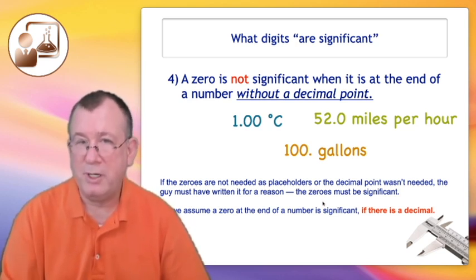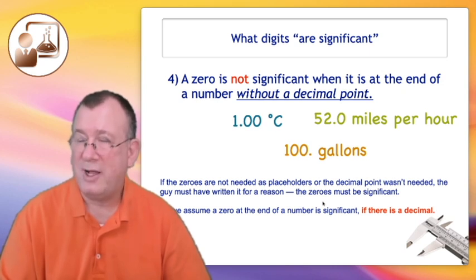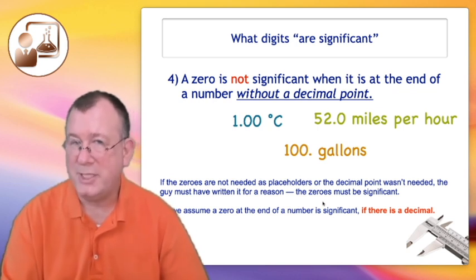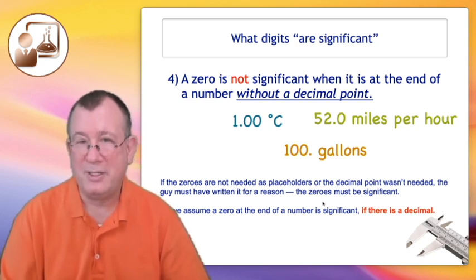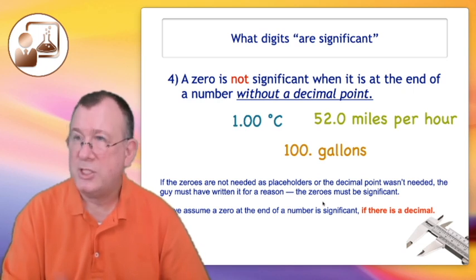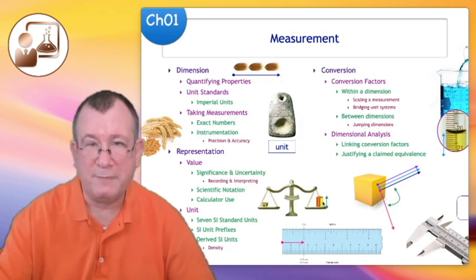Similarly, the 52.0, there's no reason to put that 0 on the end of it after the decimal point unless I'm taking a measurement. Just like there's no reason to put that point after 100 gallons unless I'm trying to tell you something. I'm telling you those digits are significant. So zeros on the end are significant if you have a decimal point.